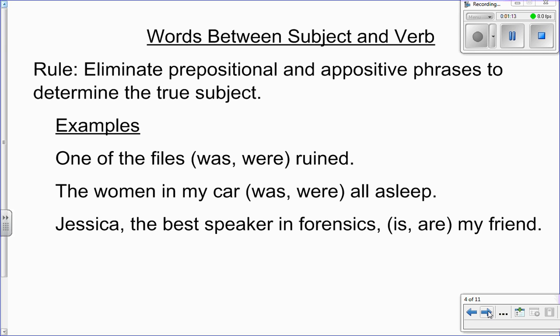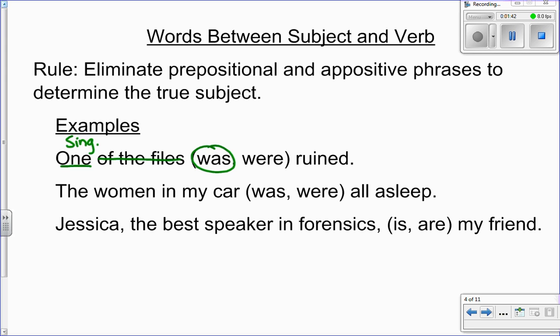Now, the one tricky situation we need to talk about is when words come between the subject and verb. And the rule that we're going to work with is to eliminate prepositional and appositive phrases to determine the true subject of a sentence. So, for example, the first sentence says, one of the files were ruined. Now, of the files is a prep phrase, so I'm going to get rid of it, which means one is the subject, one is singular, so I'm going to say was for the verb. It ends in S, it's also singular.